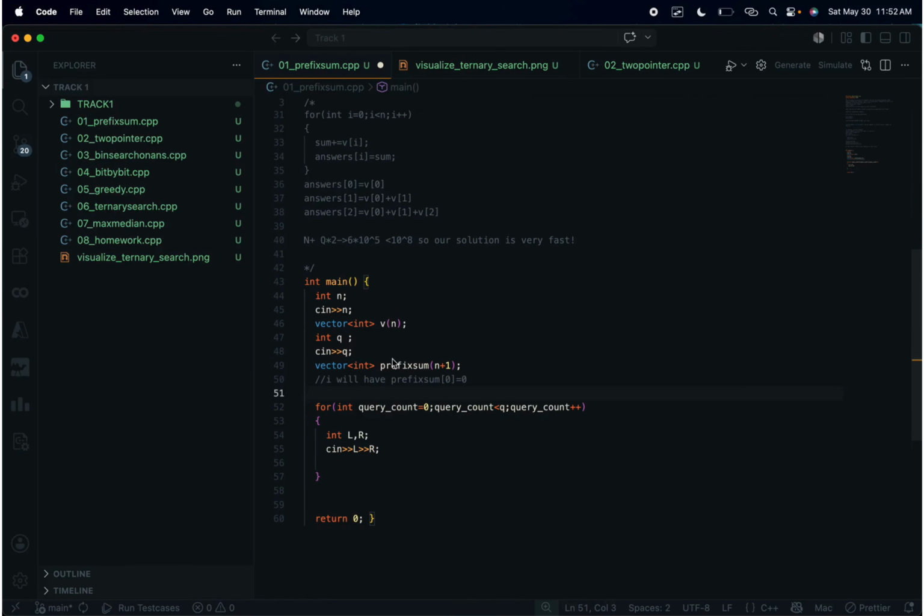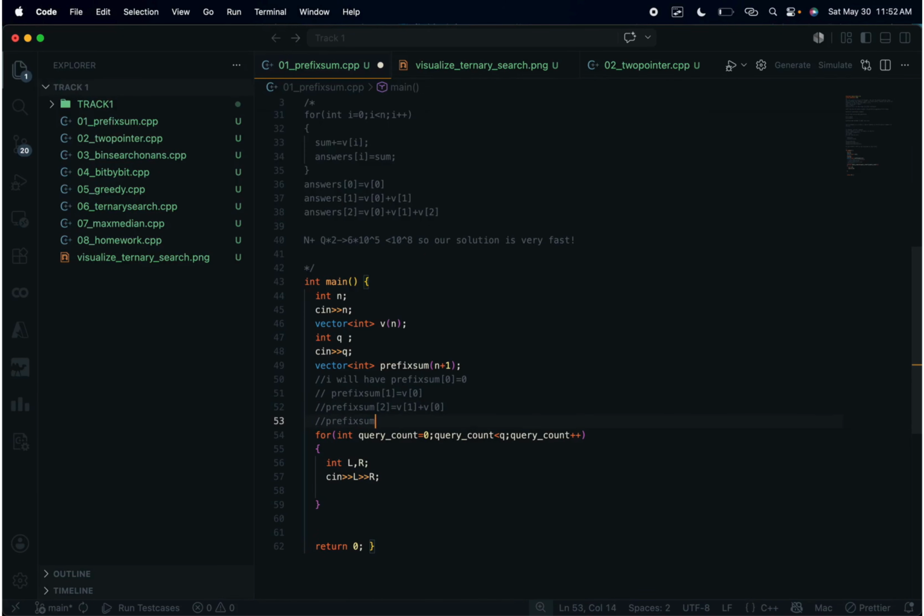So basically I added a dummy value at the start which is 0, and prefix sum of 1 will have v of 0, prefix sum of 2 will have v of 1 plus v of 0, prefix sum of 3 will have v of 2 plus v of 1 plus v of 0, and so on. Prefix sum of n will contain the sum of the entire array.